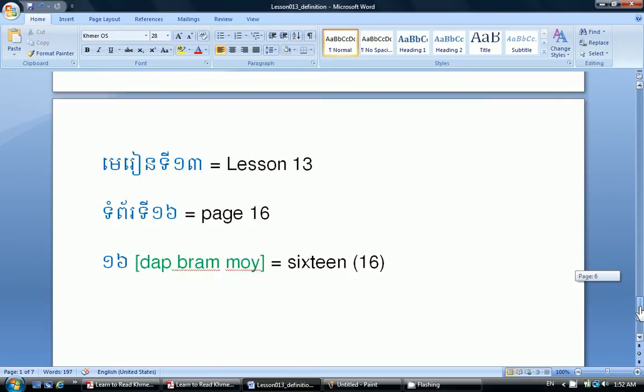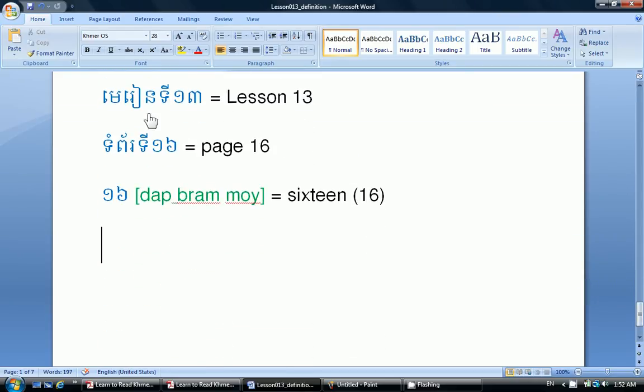So, lesson 13, in Khmer we say Me Rien Ti Dabbai. And lesson 13 is on page 16. 16 in Khmer we say Dab Pramoi. So page 16 in Khmer we say Tumpor Ti Dab Pramoi.